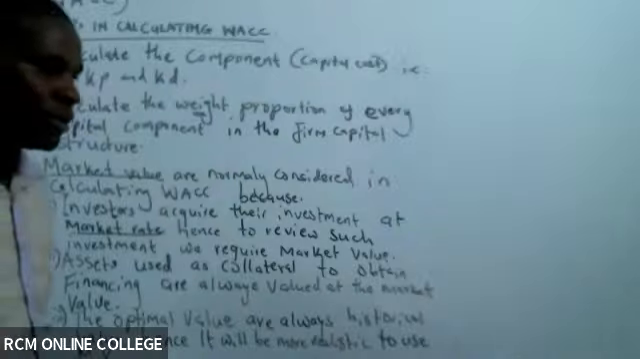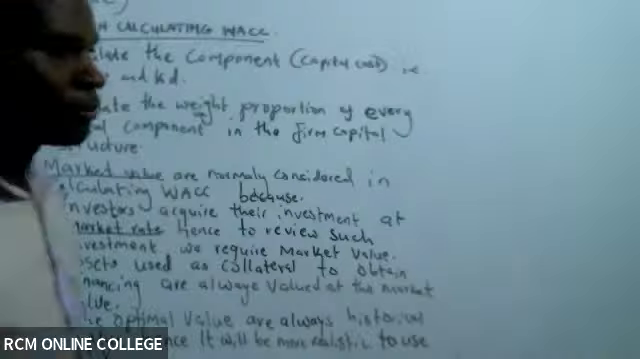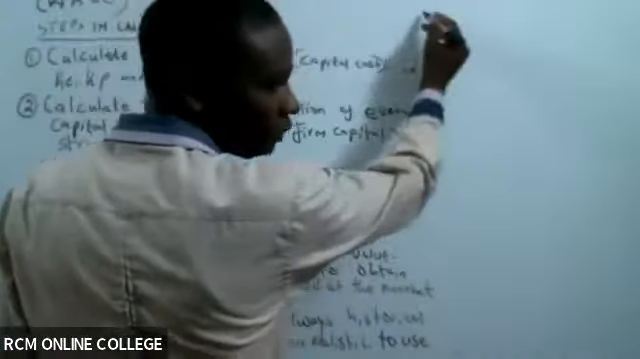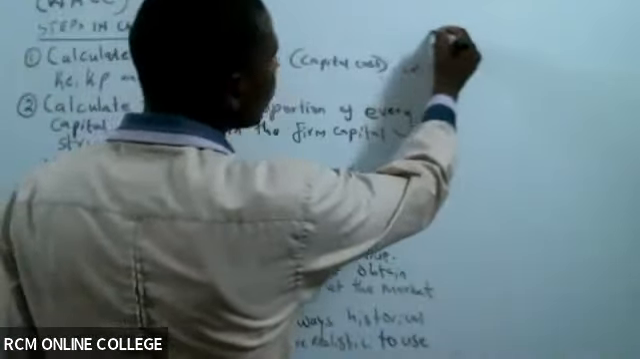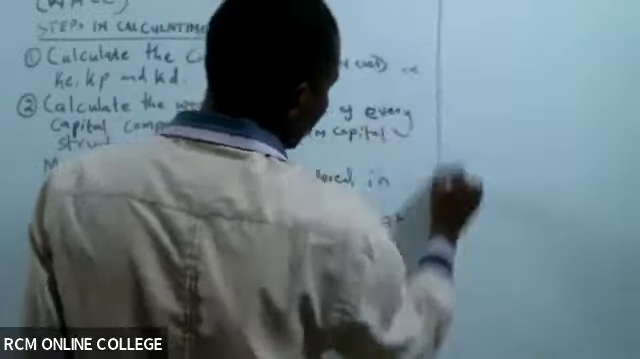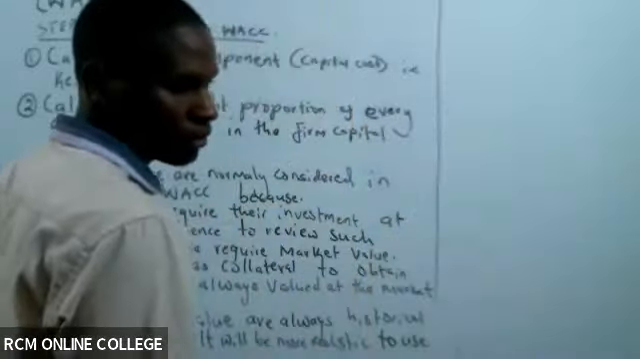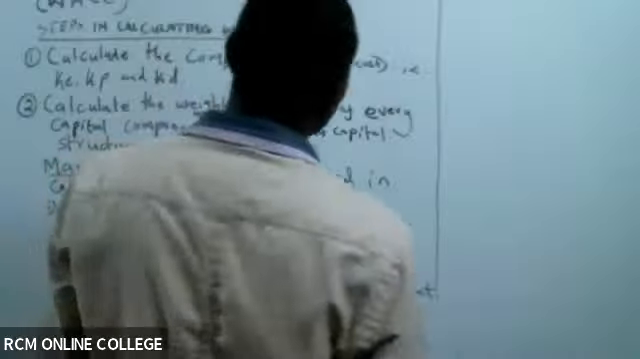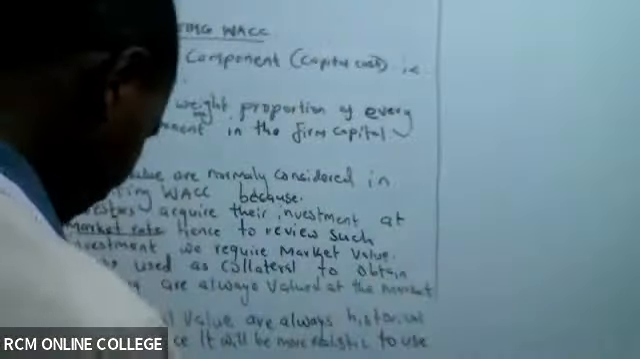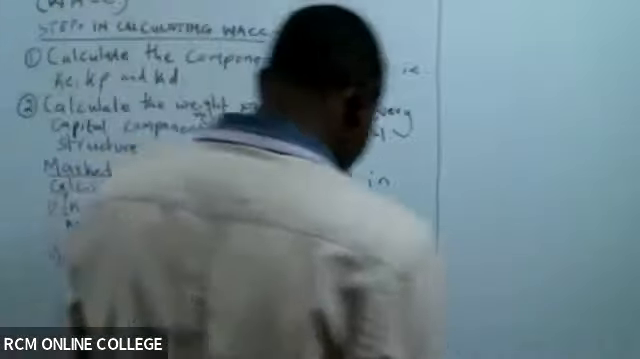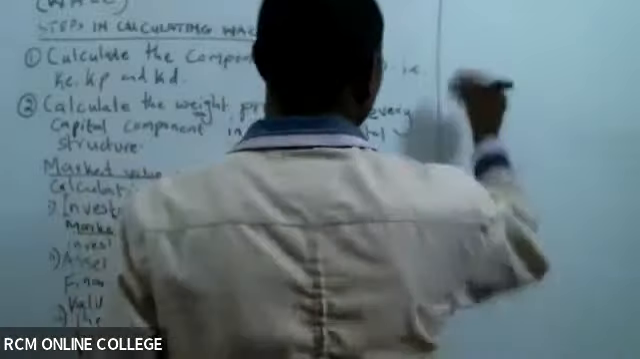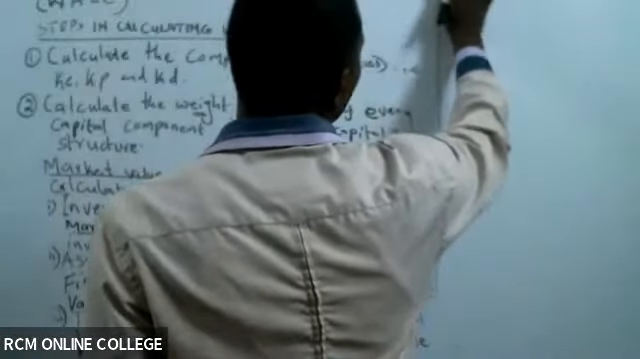We want to understand each other well. So we go to step number 3. Step number 3: you multiply the component cost with their respective weight.